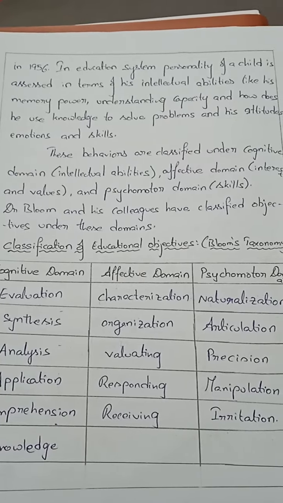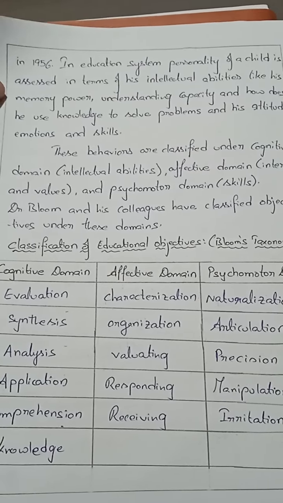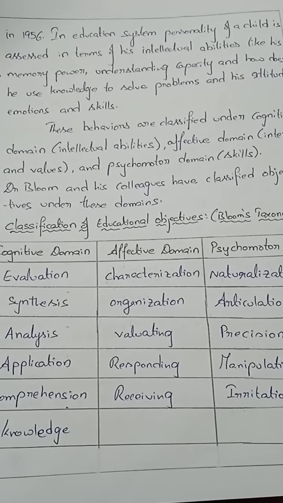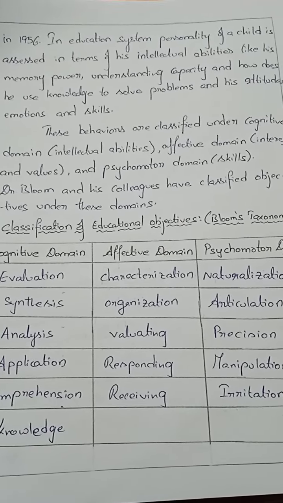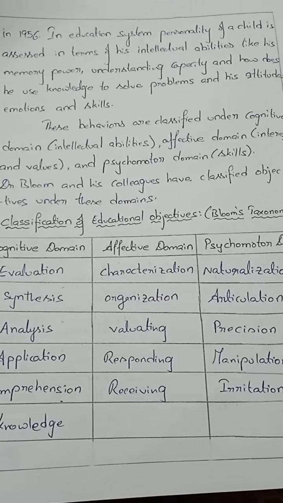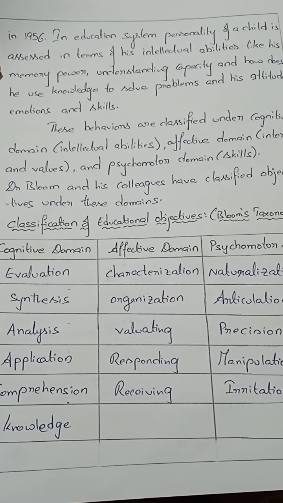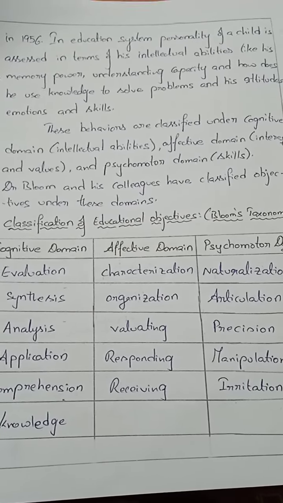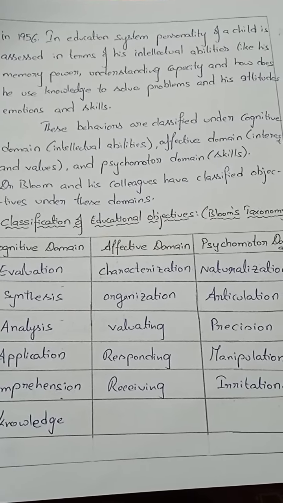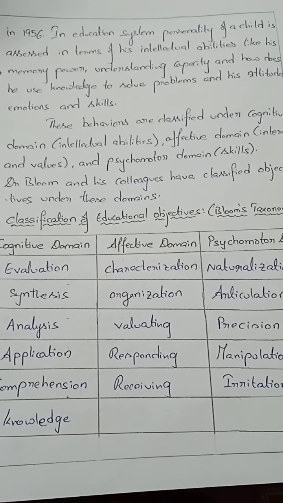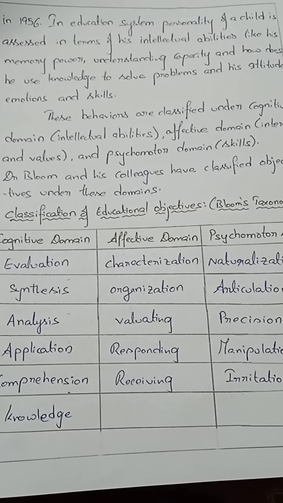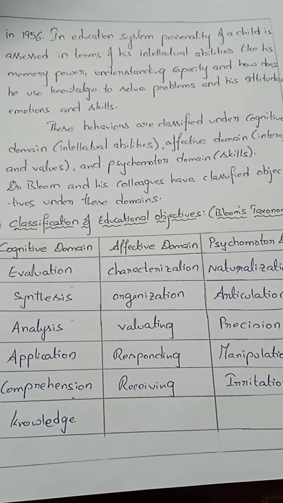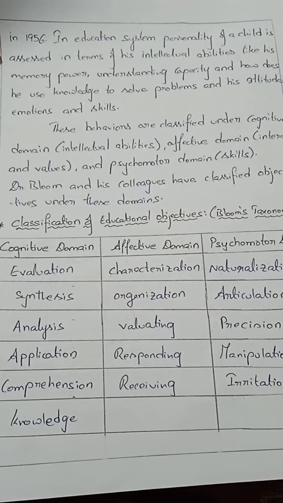In the educational system, the personality of a child is assessed in terms of his intellectual abilities, like his memory power, understanding capacity, and how he uses knowledge to solve problems, and his attitude, emotions, and skills. These behaviors are classified under the cognitive domain, which is intellectual abilities; the affective domain, which is interests and values; and the psychomotor domain, which is skills. Dr. Bloom and his colleagues have classified objectives under these domains. We will see them one by one.